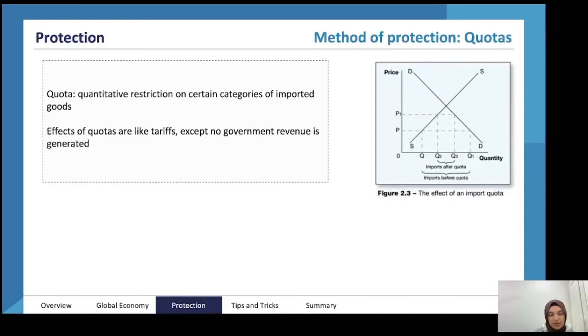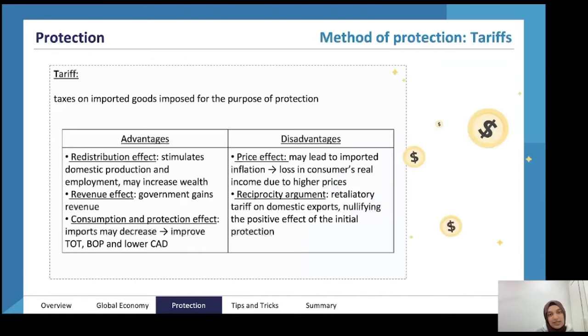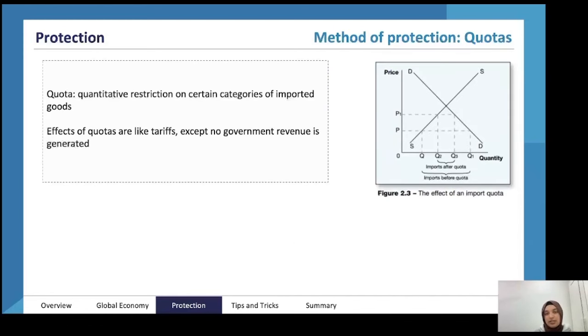We've then got quotas. Quotas are a quantitative restriction on certain categories of imported goods. So they're essentially trying to limit the amount of goods that can be brought into the country. The government is saying, no, you can't come in and sell as much as you want, you can only sell 50,000 of this good. The effects of quotas are like tariffs, except that no government revenue is generated. With a tariff, government revenue is generated because it's a tax; they're getting paid. With this one, they're not getting paid. It's just a simple change in the quantity.